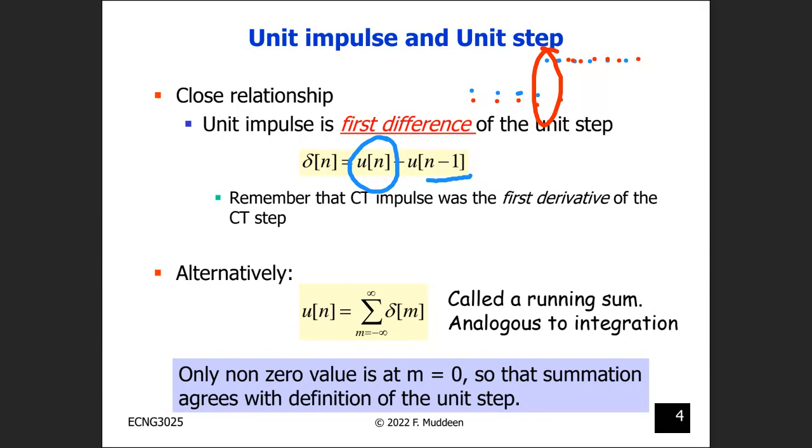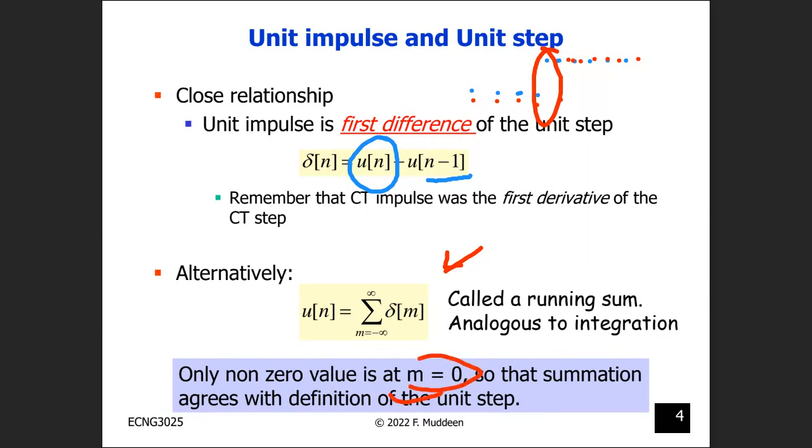And then down here now, in the second we can define the unit step now as a sum called a running sum of, as we have it here, a sum from minus infinity to n of δ[m]. Now δ[m] only exists at one point, which is at m equal to 0.